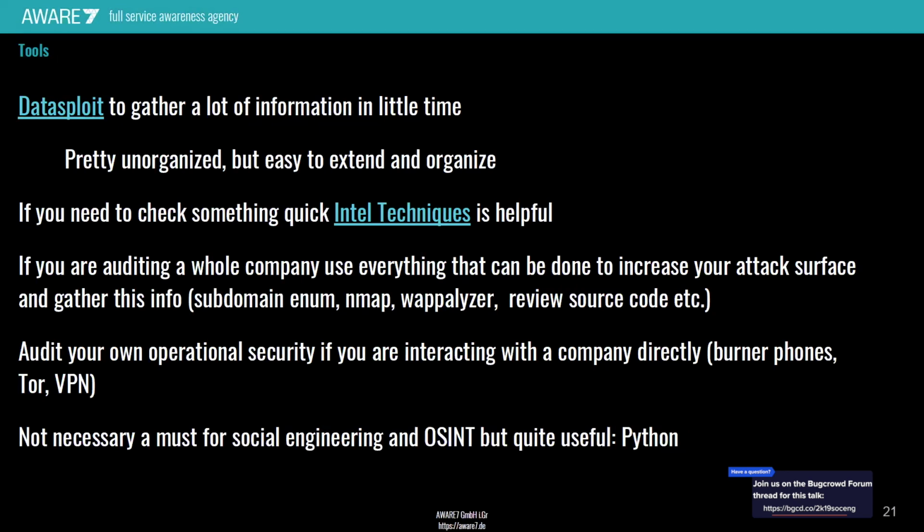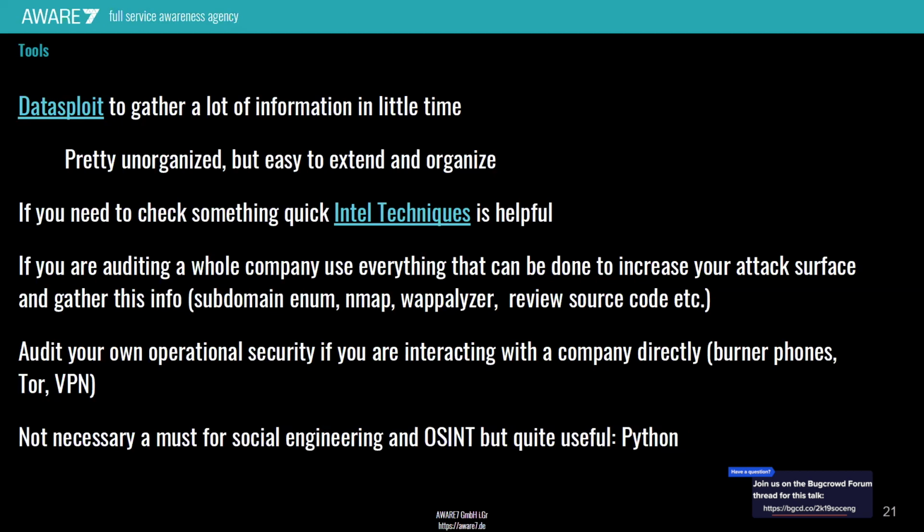If you need to check something real quick, Intel Techniques is really helpful because they provide a web page where you can just put in whatever kind of information you find. So maybe it's a domain or maybe it's an IP you find, and then you can use Intel Techniques to get direct access to the best research, or not the best, but pretty good research sites.